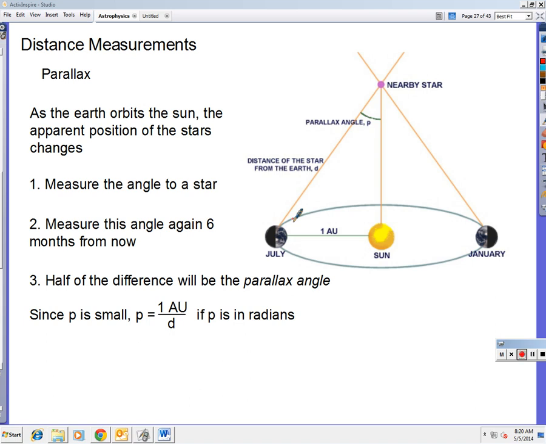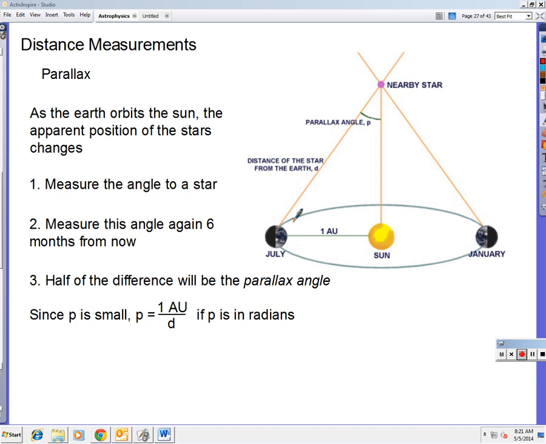Well, it turns out that the simplest way to determine how far a star is is a method called parallax, which is based on the fact that as the Earth goes around the Sun, it's moving, of course, and that means that the apparent position of the stars changes ever so slightly over the course of a year. So what you do first is you measure the angle to a star in January. Then you make the same measurement again 6 months later, so January to July. We define half of that difference as the parallax angle.